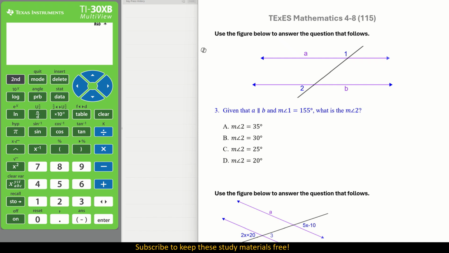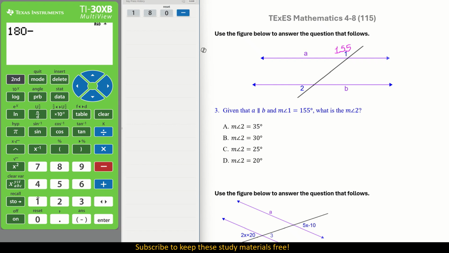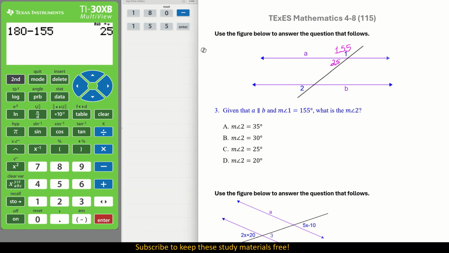Number 3, given that A is parallel to B and the measure of angle 1 is equal to 155, what is the measure of angle 2? Okay, this means we have 155 here. Now we have 2 parallel lines with a transversal, which is the black line. Okay, now we know that a straight line implies 180 degrees, so we can say 180 minus 155. That will give us an adjacent angle measure of 25.